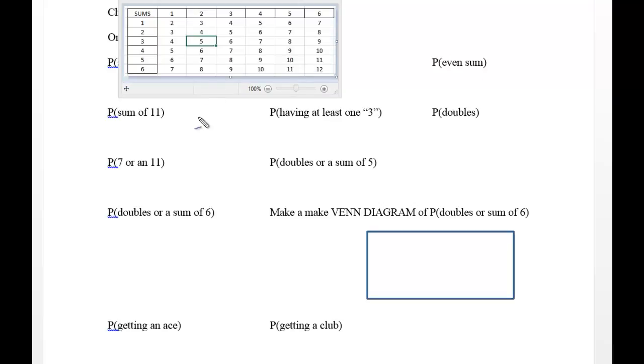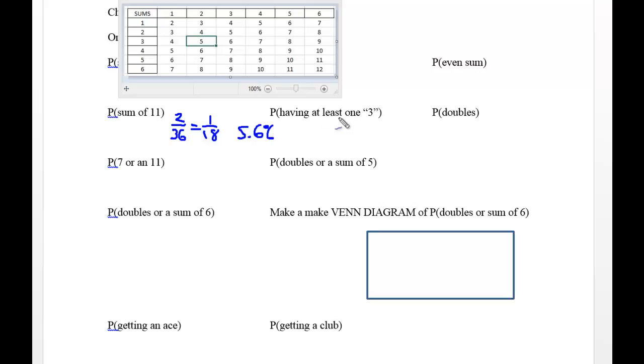2 of those 11s, so the sum of 11 is going to be 2 out of 36, which the top and bottom of this fraction can be divided by 2, so 1/18. And if you were to divide that on a calculator, it rounds to 5.6%. The rounding rule has to be applied. 5 and above, give it a shove, so make sure that this is rounded correctly.